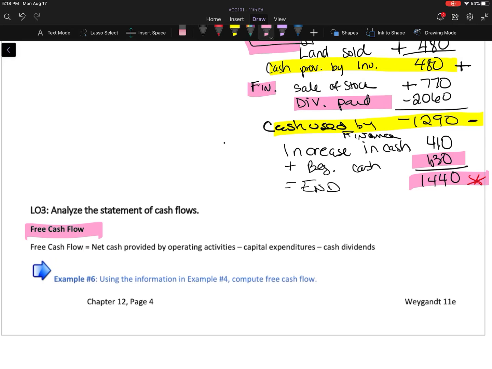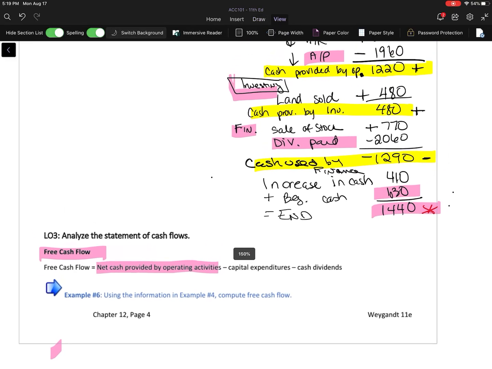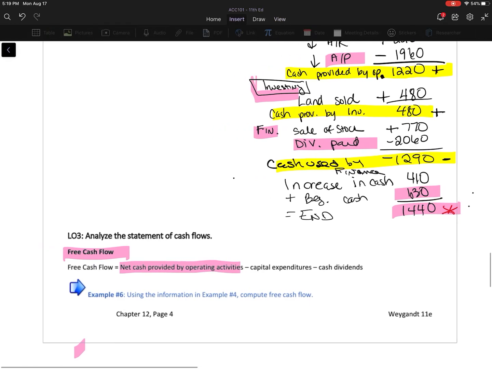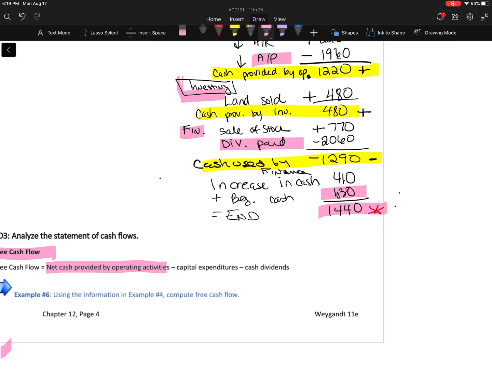All right, last topic here is going to be free cash flow. I'm sorry, not statement of cash flows. That's what we just did. Free cash flow is kind of like a ratio where it shows the health of the company. So we would look at net cash provided by operating activities, but we know that in order for a company to be healthy, we want them to be replenishing their capital, meaning property, plant, and equipment. So we want them to be regularly investing in their property, plant, and equipment and paying dividends.